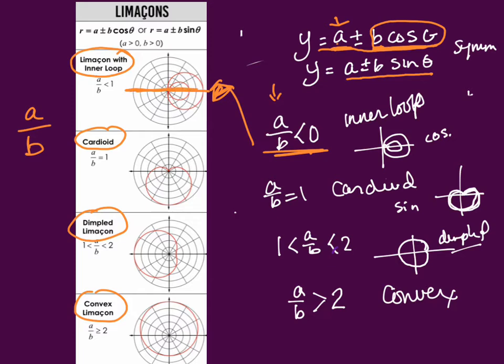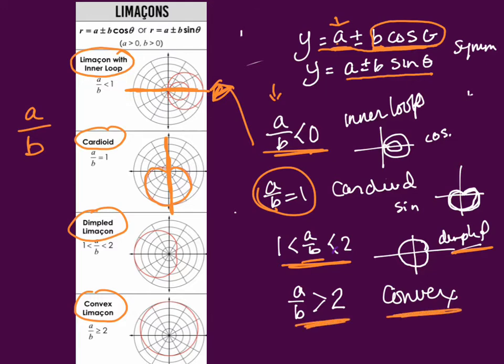If a over b equals 1, you have what's called a cardioid. And it looks like a heart. So it looks like this. And this one must be a sine example because it's symmetric to theta equals pi over 2. You have a dimpled limacon when a over b is between 1 and 2. So it's still kind of a heart, but it's a mini heart. It's called a dimpled one, and we really have to know that. And then when a over b is greater than or equal to 2, it's called convex.